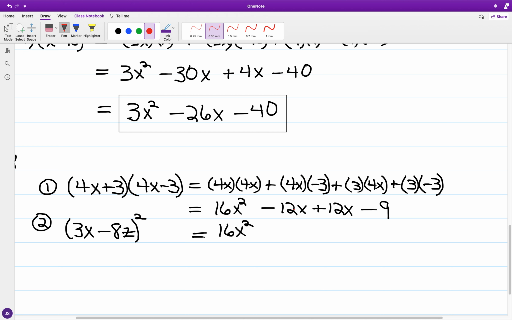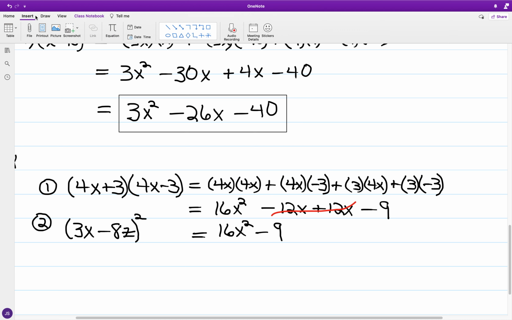And if you notice, we have what are referred to as additive inverses with negative and positive 12x. So those are going to completely cancel each other out. So there's not going to be a first order x term. And so instead of having 3 terms at the end, we have only 2.